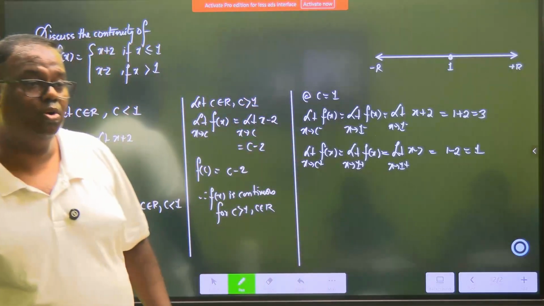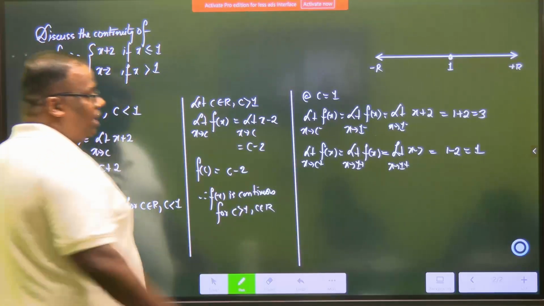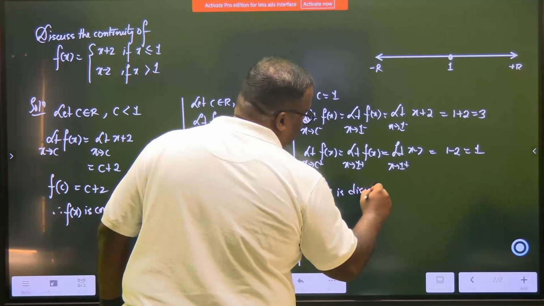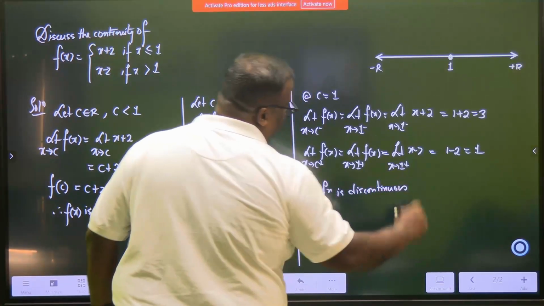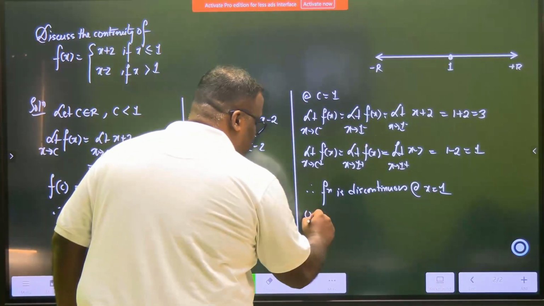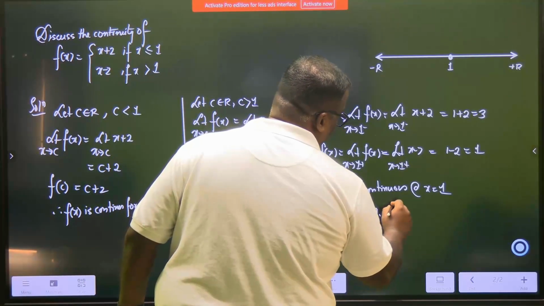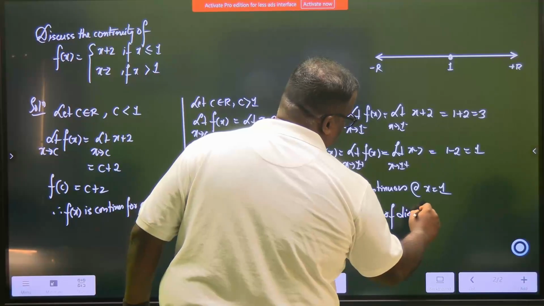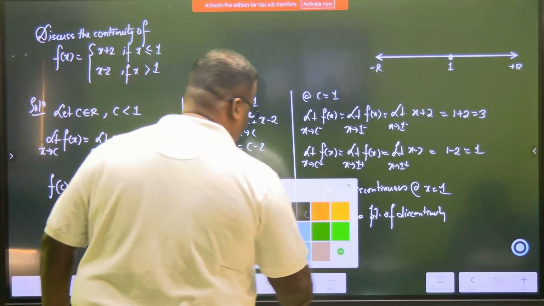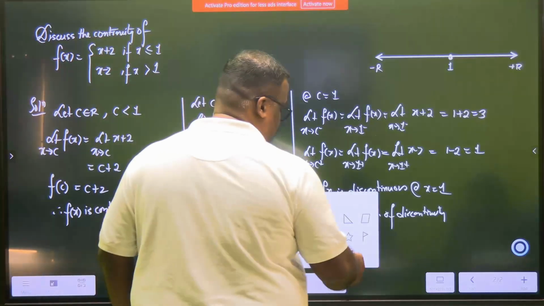The limit is not defined at 1, though the function is defined. Therefore, we can straight away write the function is discontinuous. No further proceeding at x equal to 1. Or we can also write x equal to 1 is a point of discontinuity. Okay? Since the graphs are given, children, let us also see whether we can make the graphs. Okay, let's make the graphs.